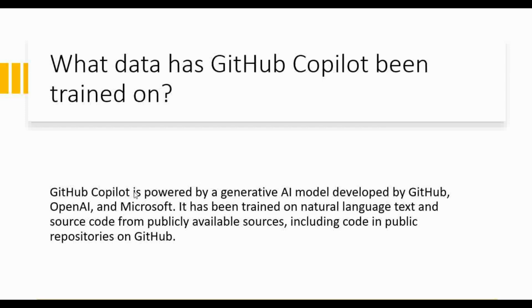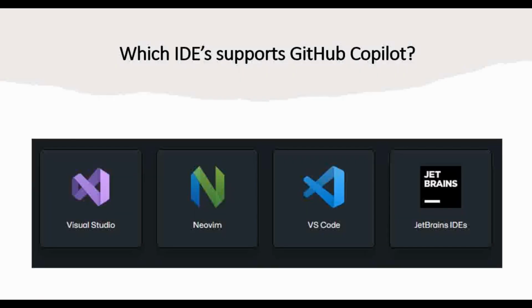GitHub Copilot is powered by a generative AI model developed by GitHub, OpenAI, and Microsoft. It has been trained on natural language text and source code from publicly available resources, including code in public repositories on GitHub. So it is already trained on millions and billions of lines of code that are available in public repositories on GitHub.